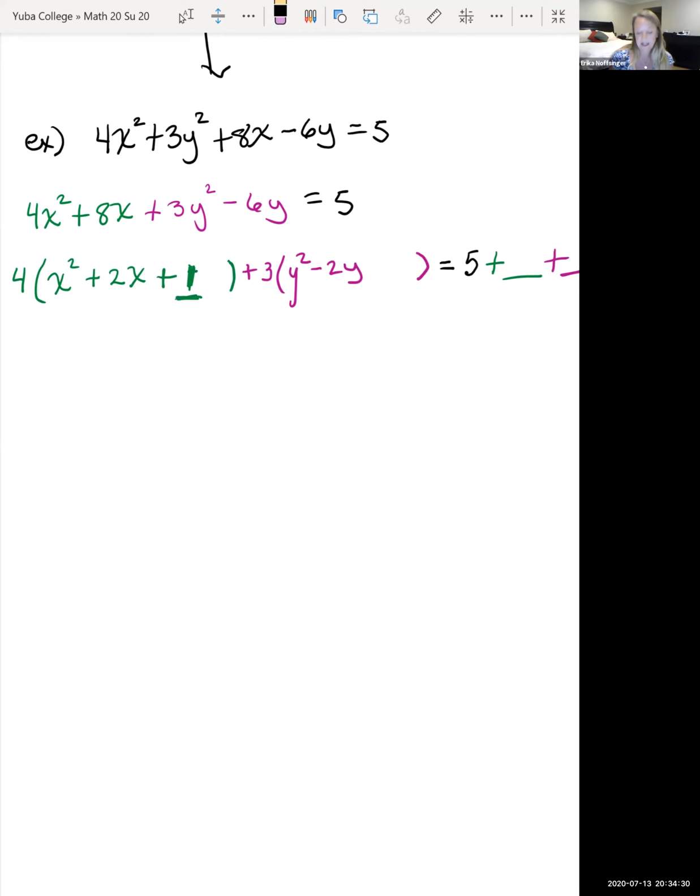Same idea for our y terms. Half of -2 is -1, and -1 times -1 gives us +1. So adding 1 inside the parentheses would make this a perfect square. The problem is we didn't technically just add 1 on this side. Because we put it inside the parentheses, we actually added a 4 on this side of the problem, because the 4 has to be distributed to each term. So we technically added this 4 in here.